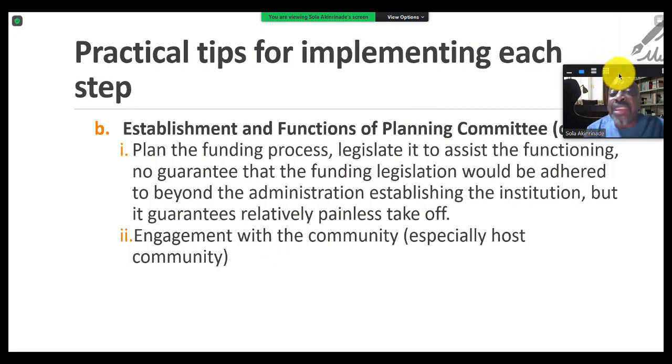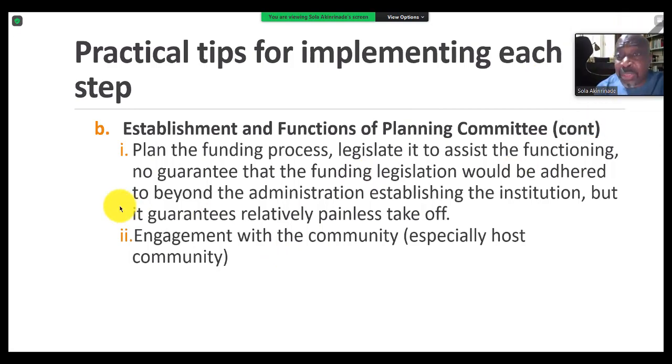You also need to plan the funding process as you establish a committee. Funding for state universities could be a challenge. If you could do it like Osun State University did it, legislate the process so that even if a future government comes, the university will have been established, will have been running before they frustrate it. So try to work with the state, with the local government, with all the interested stakeholders to legislate the funding process for the institution. It guarantees a kind of painless takeoff of the institution.